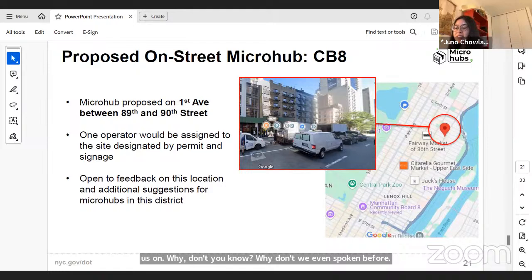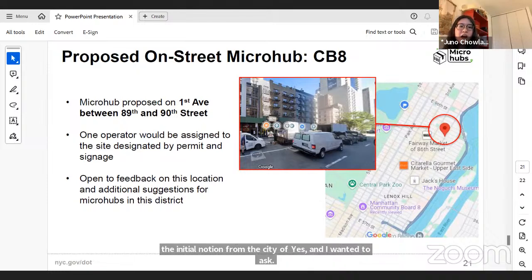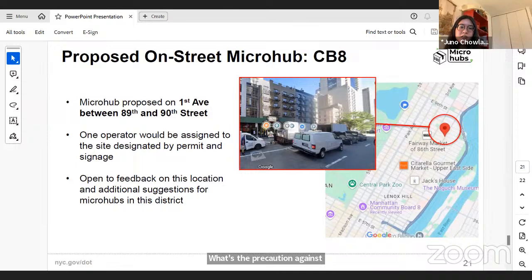And thank you, Ms. Hussein, for this presentation. I've been looking forward to hearing this ever since we got the initial notion from the City of Yes. And I wanted to ask, what's the precaution against trucks idling in these spaces?